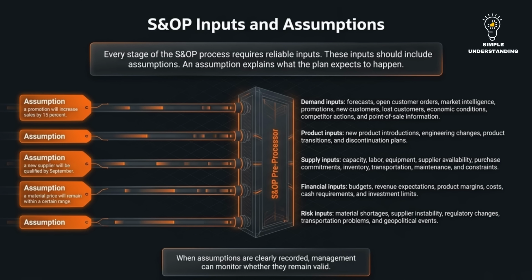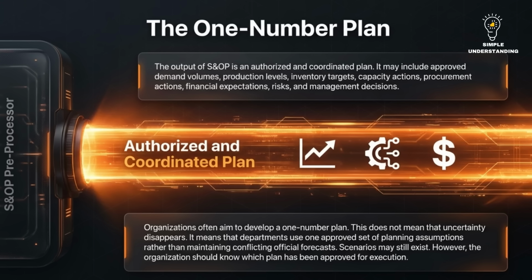A financial plan may assume that a material price will remain within a certain range. When assumptions are clearly recorded, management can monitor whether they remain valid. The output of S&OP is an authorized and coordinated plan. It may include approved demand volumes, production levels, inventory targets, capacity actions, procurement actions, financial expectations, risks, and management decisions.